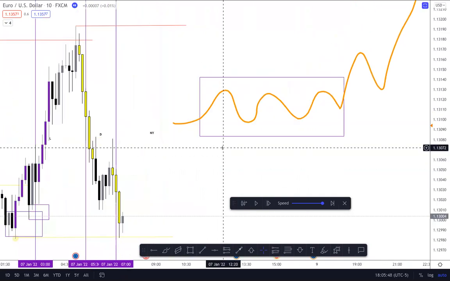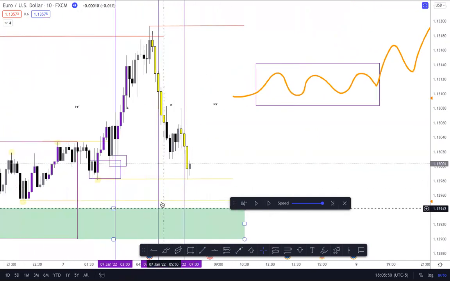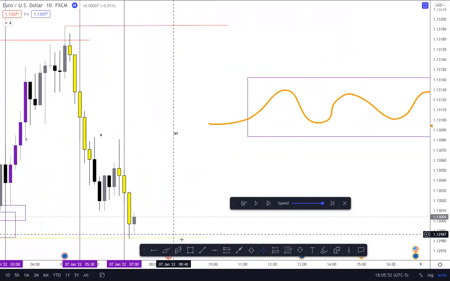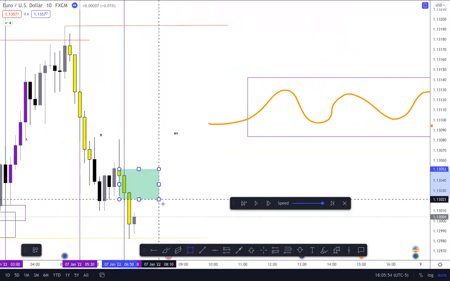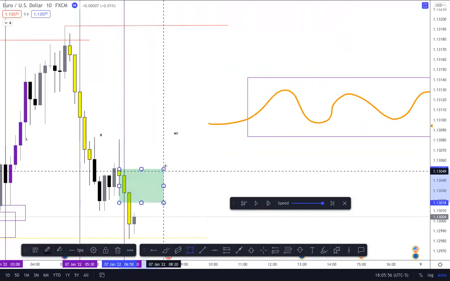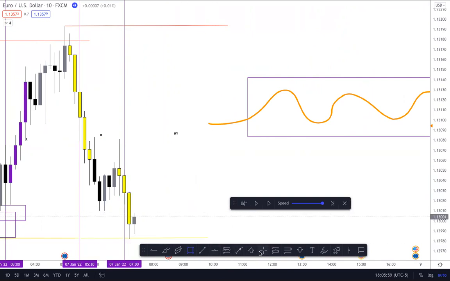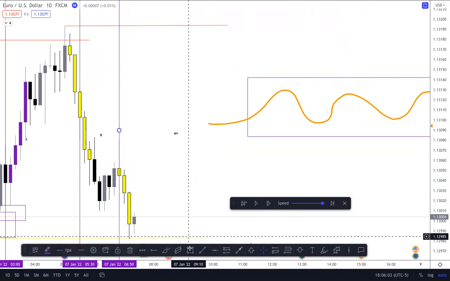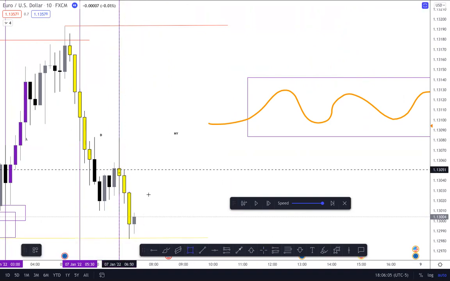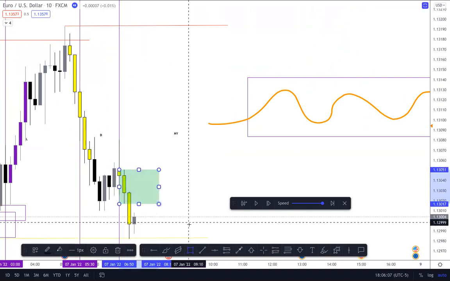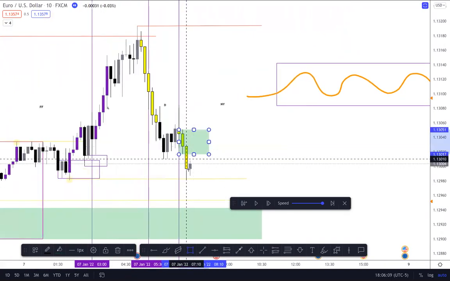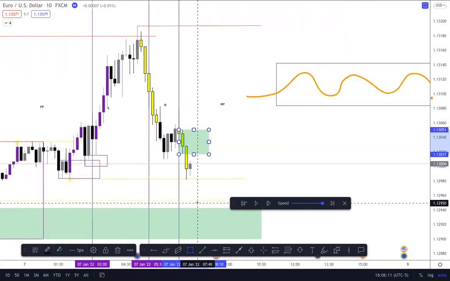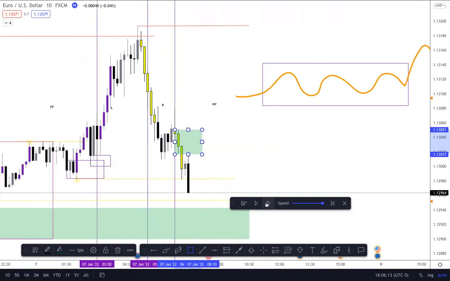What was the OB that caused this break? This one right here. I can't really see if it has wicks or not because of this. When we move this over, it does. So theoretically, this was the candle that caused the break. Also, there's an imbalance that's breaking it, giving me more confirmation.